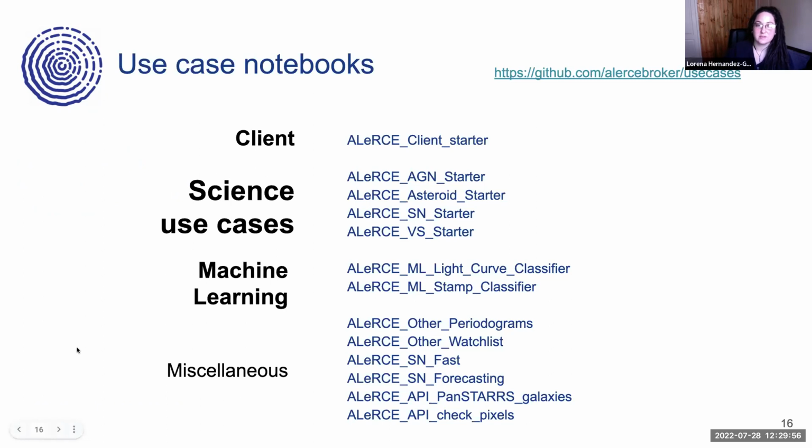There are also different Jupyter notebooks available in GitHub and focused on different things. So there is one notebook to work with the client. Then there are some science cases. One of them is focused on AGN. There are another two notebooks to use the classifiers, the light curve and the stamp, and some other notebooks that might be helpful for some people. For example, there's one with the watch list and another one with galaxies using Pan-STARRS.